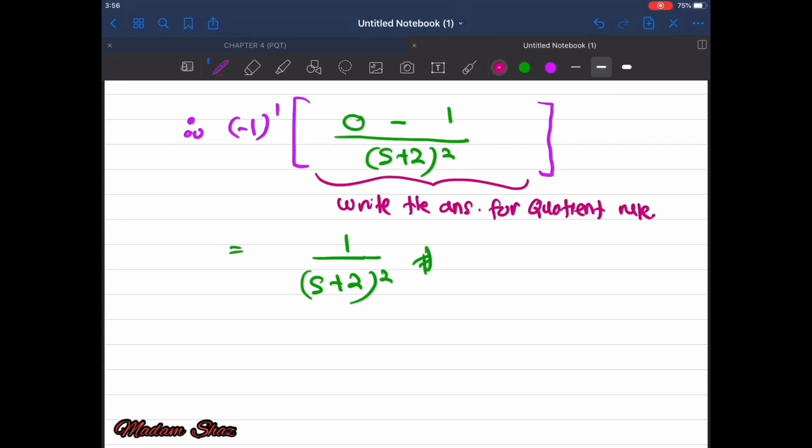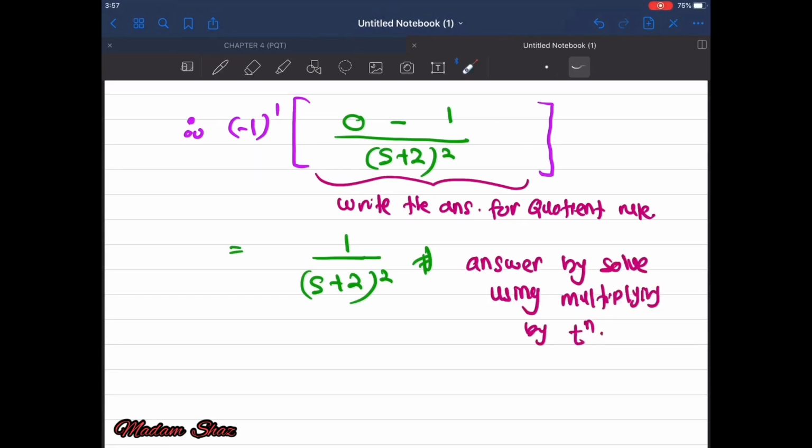Okay, so this is the answer that we obtain by solving using multiplying by t^n. If you notice here, you have the same answer that you got by using the first shift. So that means there is no problem which property you use. If the question mentions using multiplying by t^n, then you have to follow the question. Otherwise, if not mentioned, it depends on whether you want to solve by using multiplying by t^n or by using the first shift.